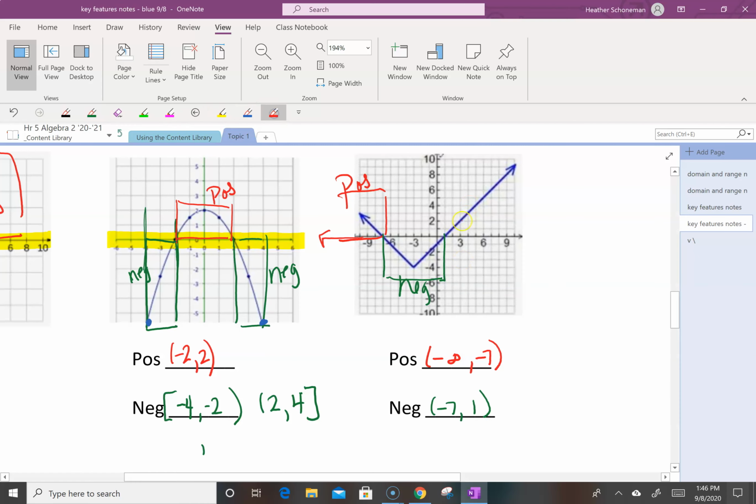The last section of my graph right here, this section is positive, and it's positive starting at 1, and it goes on to infinity. Infinity always has parentheses. At 1, it's neither above or below, so it's a parentheses.